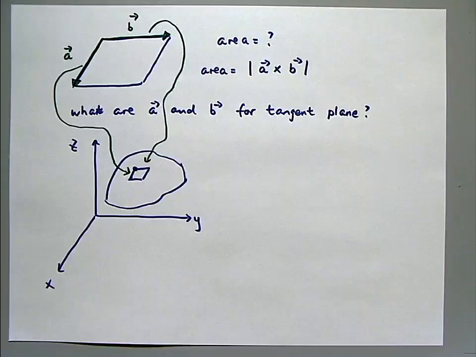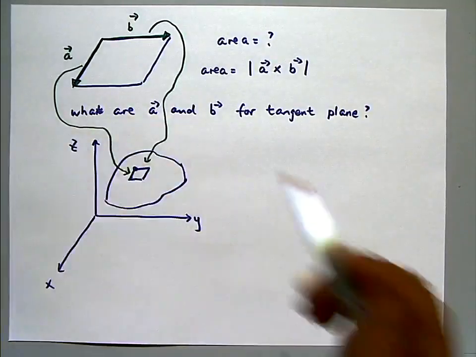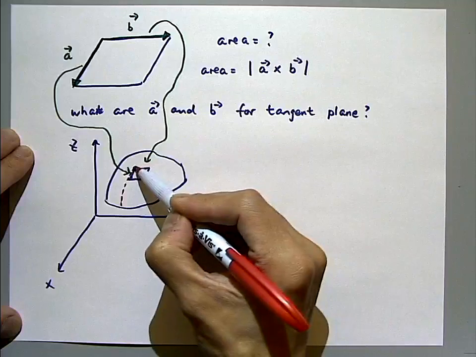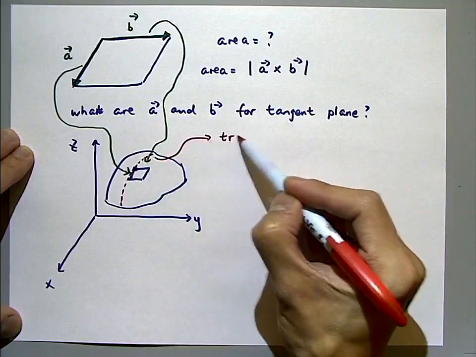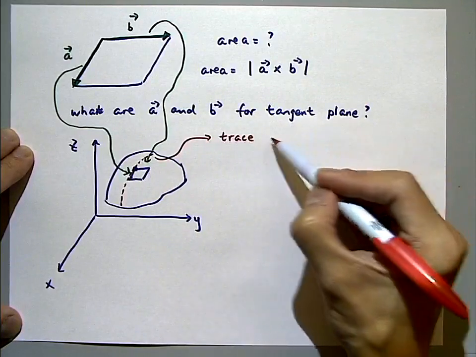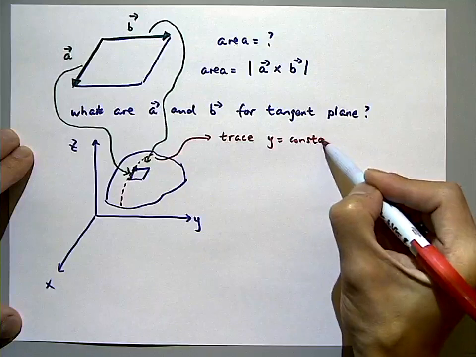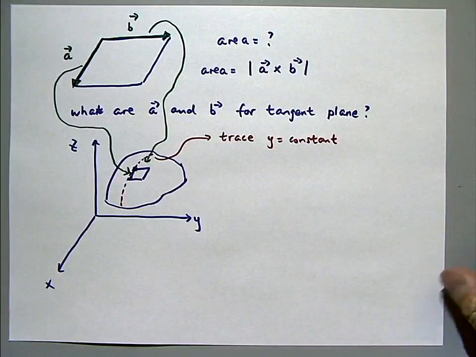So we've done something very similar to this before. What we're going to do here is to make a cut at a constant y. And that's using a trace again. y is equal to some constant. And you thought you were done with traces. No, we're not done with traces.